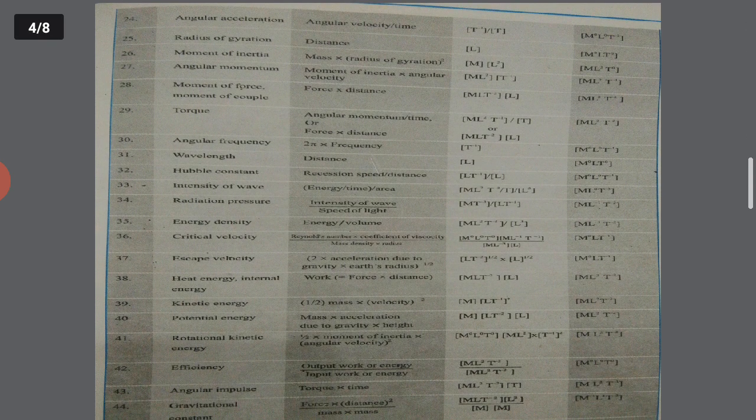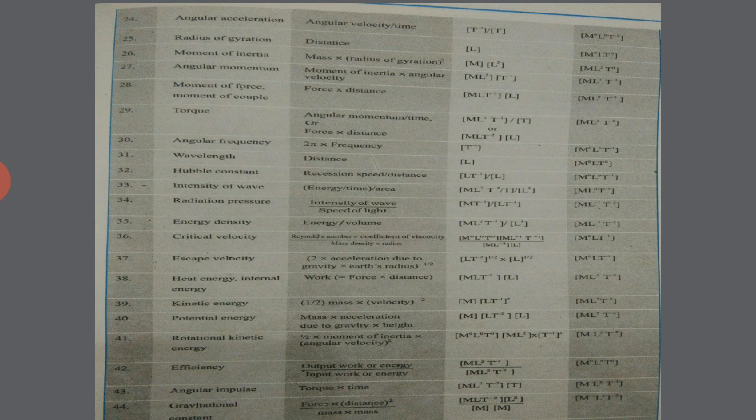Angular acceleration, angular velocity upon time, so T minus 2. We just studied the angular velocity formula in the earlier slide. Radius of gyration is distance, L. Moment of inertia, mass into radius of gyration square, M L square T0. Angular momentum, moment of inertia into angular velocity. Okay, so the key to remembering these formulas is that you need to know the formula first and its relation with other physical quantities. Then and only then you can keep the formulas in your mind.